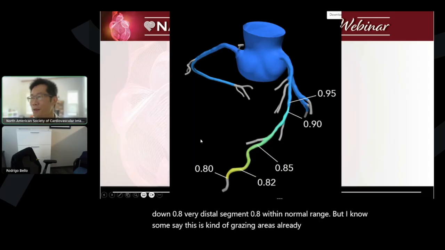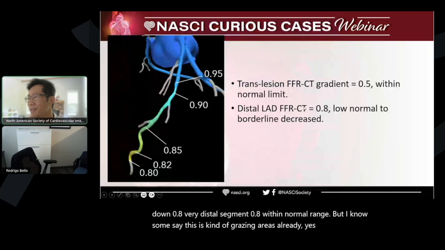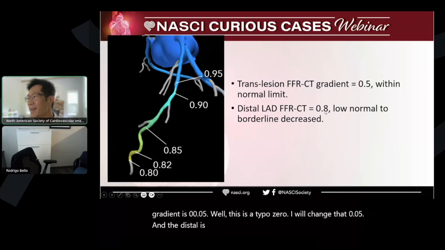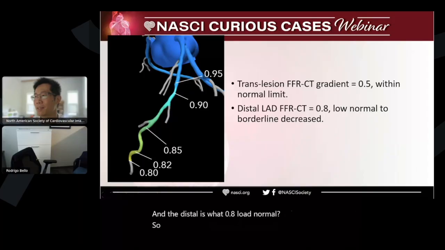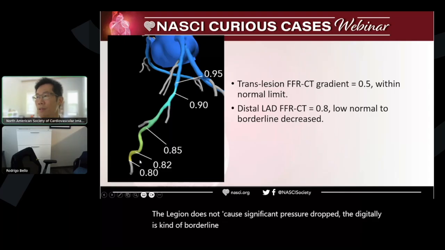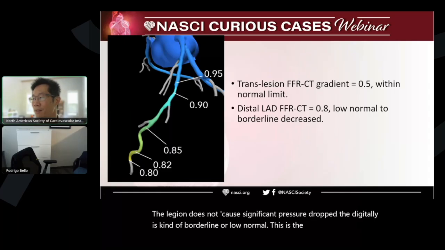Again, your gradient is 0.05. There's a typo here, I will change that, 0.05. And the distal is 0.8, low normal. So the lesion does not cause significant pressure drops, but distally is borderline or low normal. This is the bottom line of this message.